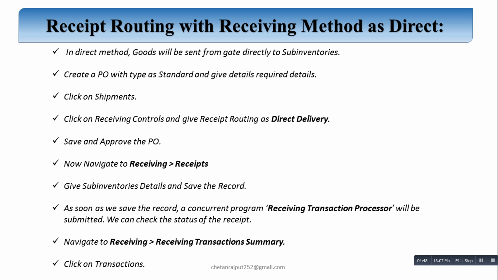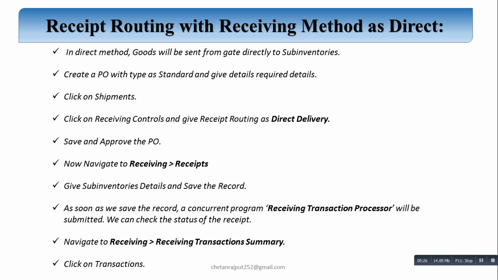In the shipment window, we have two buttons. One is receiving control and one is distribution. Click on receiving control and give receipt routing as direct delivery. This is the difference between all these three methods: direct, standard, and inspection. We are required to select from these three values in the receipt routing selection. Save the transaction and approve the purchase order.